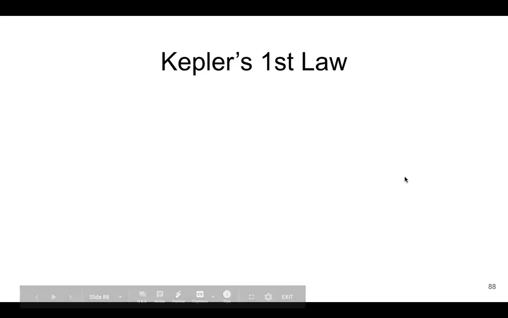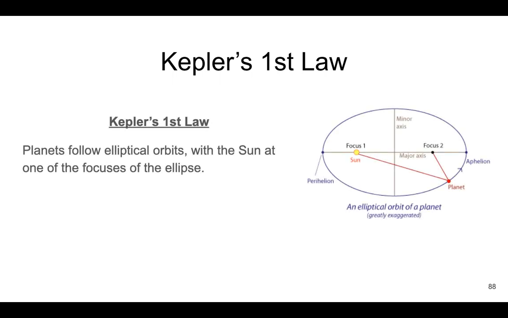Now to quickly review, what is Kepler's first law? Kepler's first law is the law of ellipses. So planets don't go around the sun in perfect circles. They actually go around in ellipses, and the sun is at one of the focuses of the ellipse.